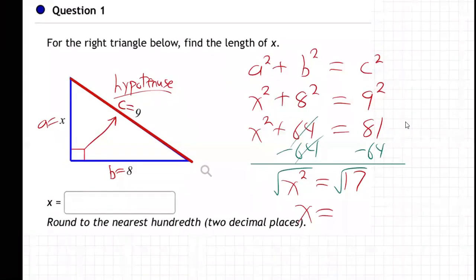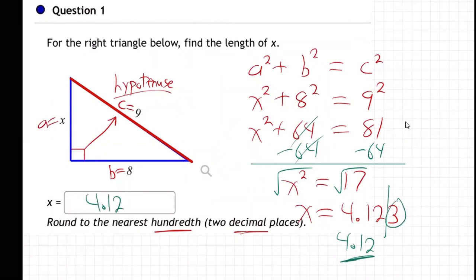Hit the buttons on your calculator. On mine, I'm getting 4.123. It wants 2 decimal places, so you just cut it right there. So 4.12. Right, that 3 is less than 5. If that 3 was 5 or more, I'd round up. So 4.12. There we go.